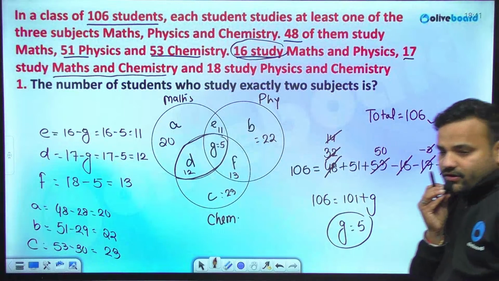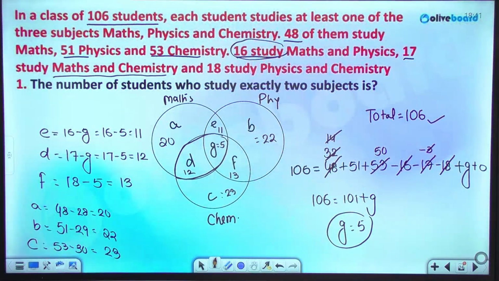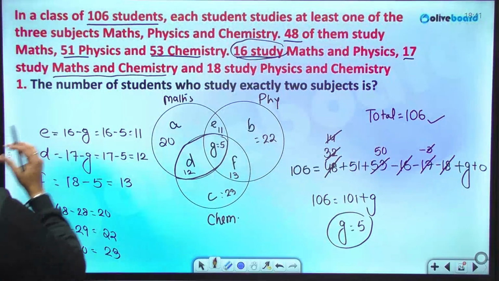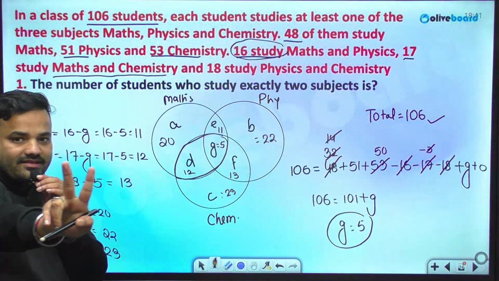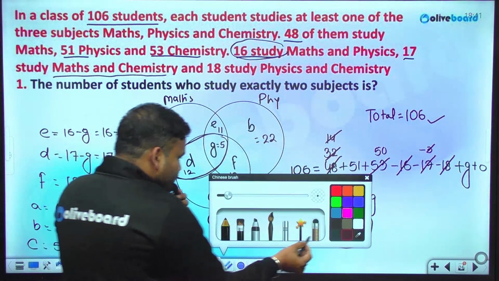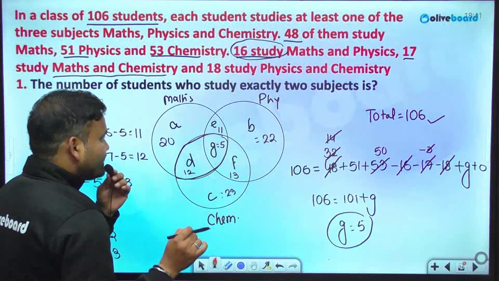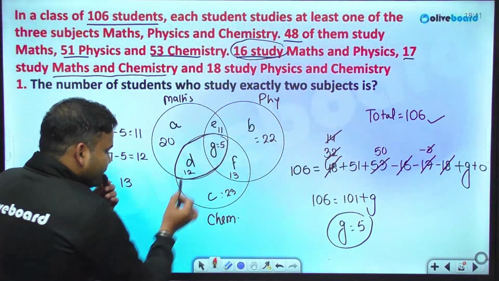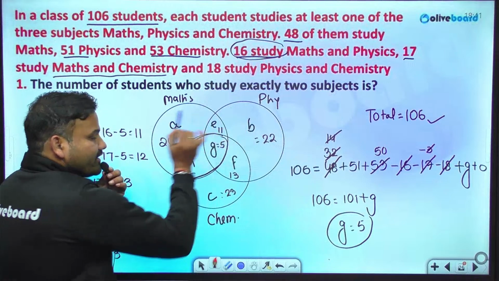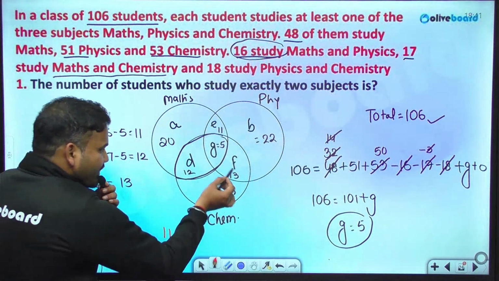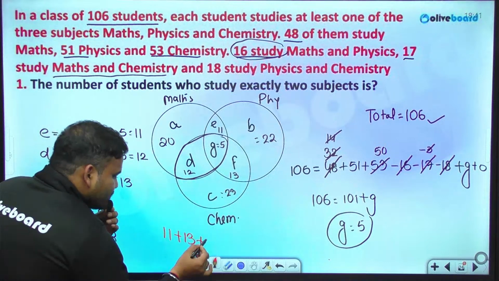Fine. Now the first question is: the number of students who study exactly two subjects. The number of students who are studying exactly two subjects. See, look at this E. These 11 students are studying maths and physics together, exactly 2 subjects. What about F? That is 13 students. And what about D? That is 12 students.